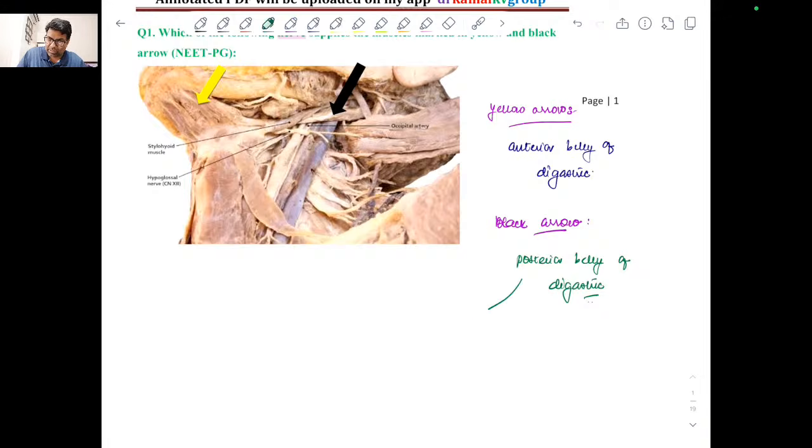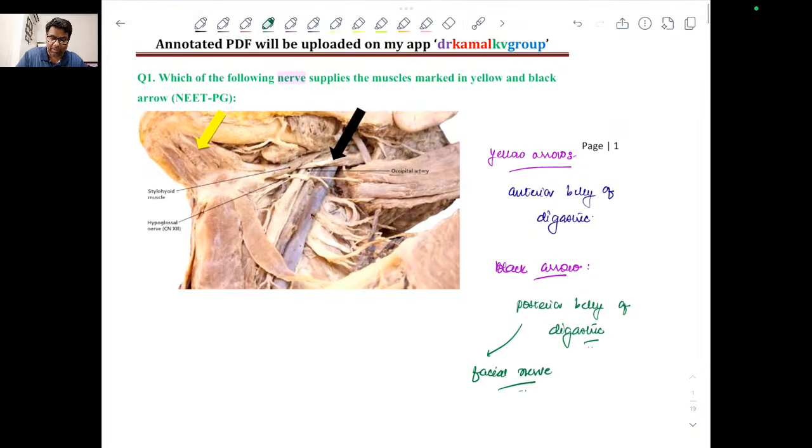The posterior belly of digastric is supplied by the facial nerve, right? And the anterior belly of digastric is supplied by the mylohyoid nerve. Clear? So this is the mylohyoid nerve for the anterior belly, and the facial nerve for the posterior.